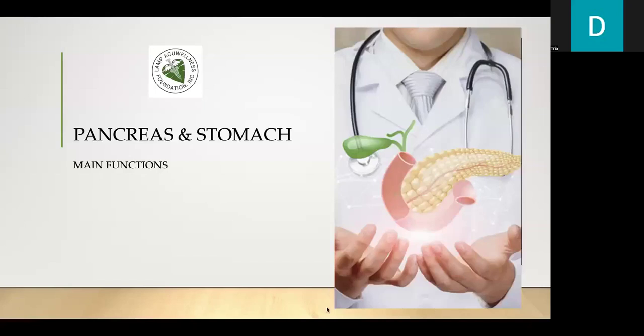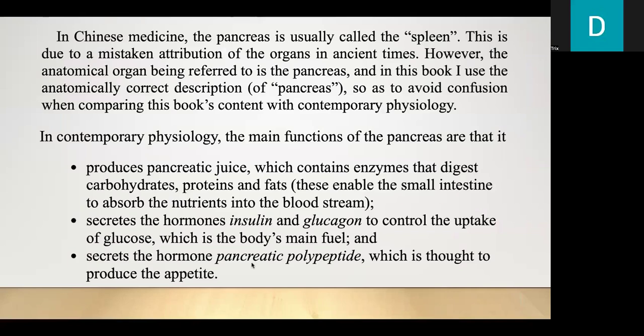Let's now go to pancreas and stomach. Let's discuss main functions. In Chinese medicine, the pancreas is usually called the spleen. This is due to a mistaken attribution of the organs in ancient times.